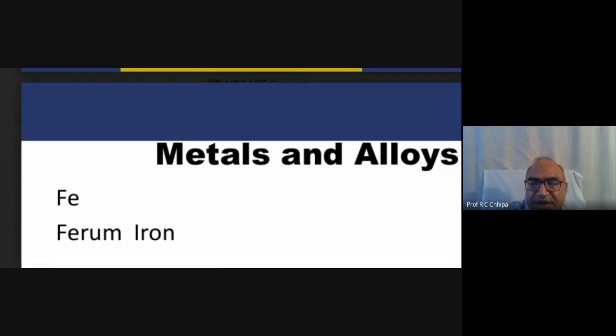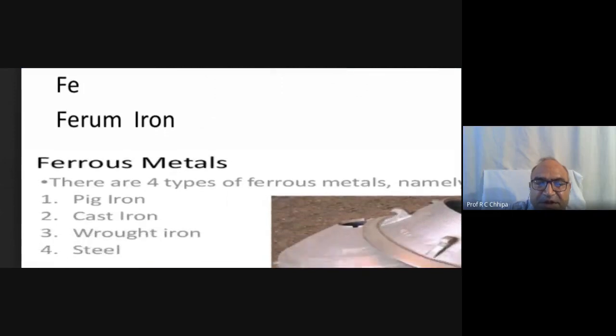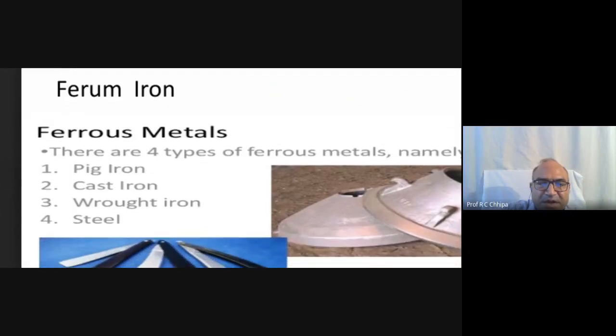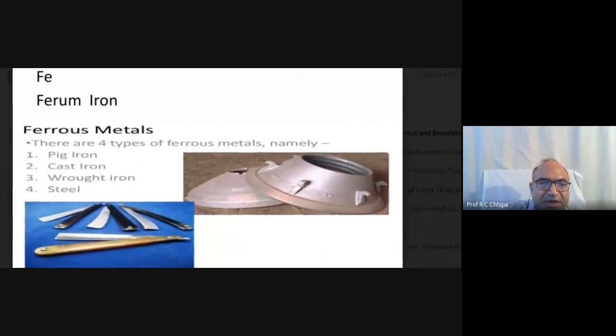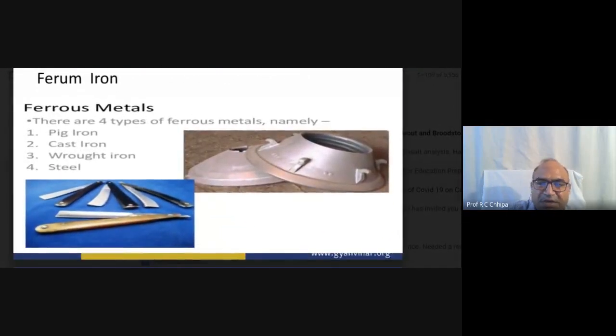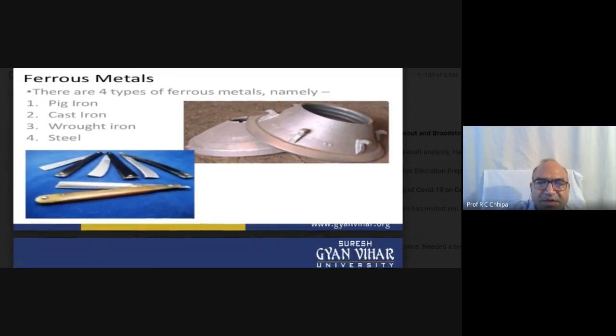When we see the electronic configuration and oxidation state of iron, iron is present in two stable oxidation states. Iron plus 2 is ferrous, and iron plus 3 is ferric. Ferrous metals are of four types: pig iron, cast iron, wrought iron, and steel. Here is the picture where these four different types of ferrous metals are shown.